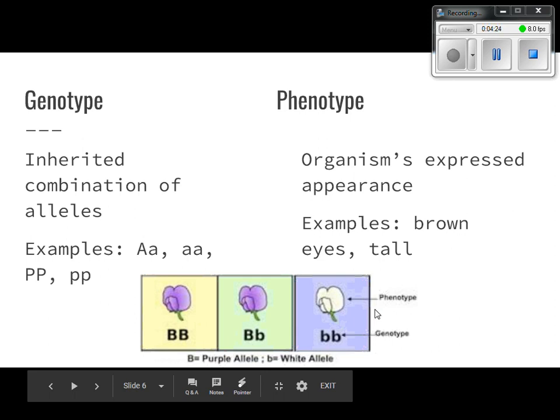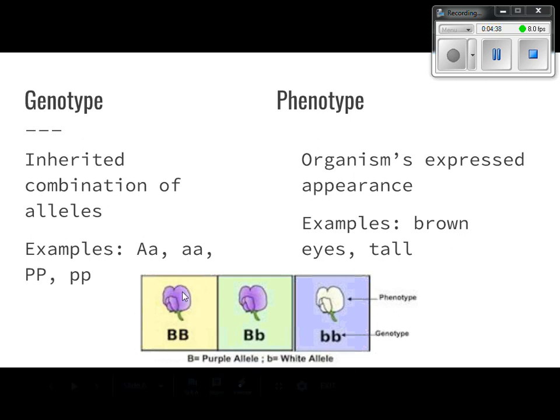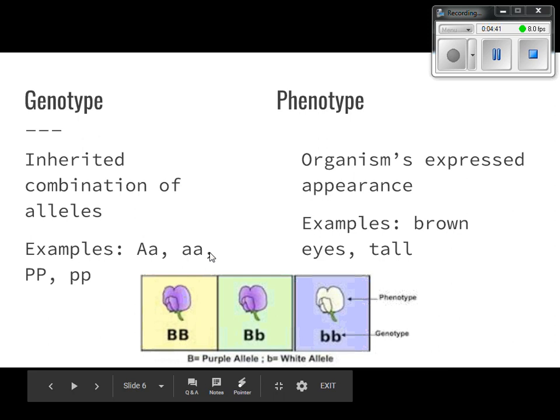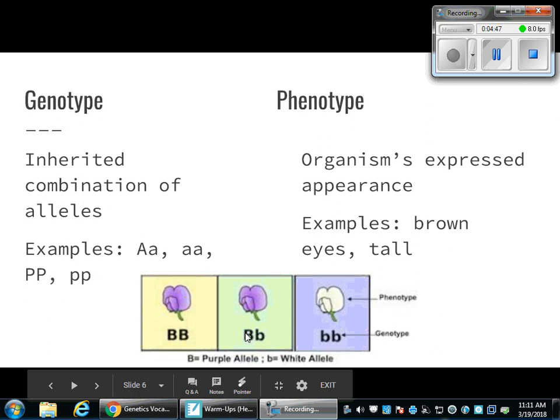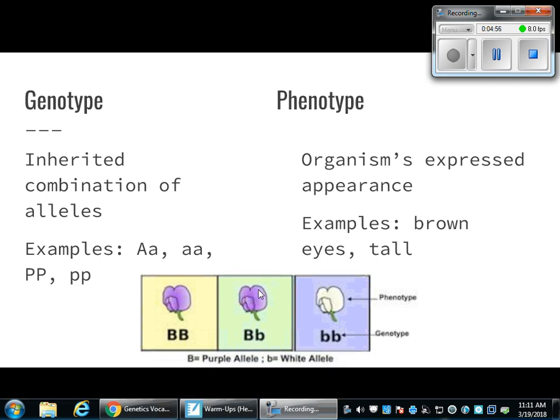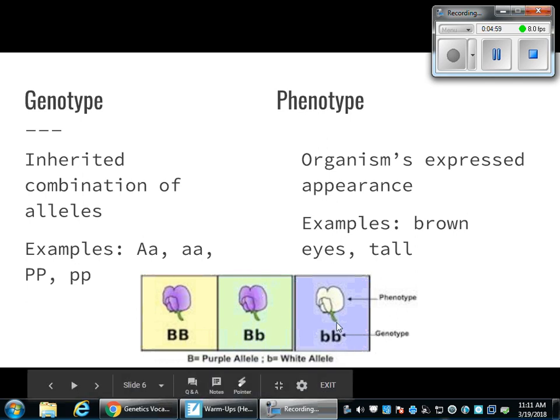If you look at the diagram here, it shows an example in flowers. This flower here has two purple alleles. That is its genotype, capital B, capital B. Its phenotype is what it looks like. It looks purple. So its genotype would be capital B, capital B. Its phenotype would be purple. This next one here has a capital B and a little b for its genotype. It has one purple and one white allele, but its phenotype is purple. It is purple in color. On the right here, we have little b, little b, two white alleles. This is its genotype, and its phenotype would be white flowers.